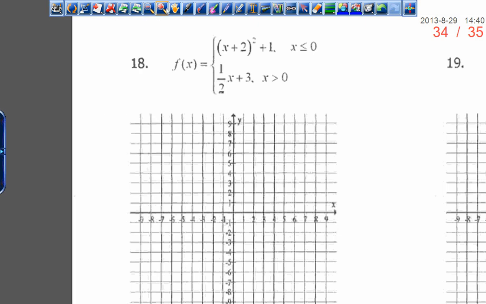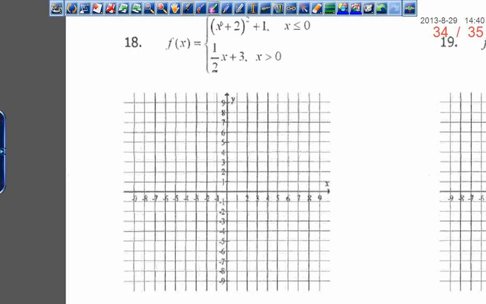Okay, number 18. 5 gold stars for anyone that can tell me what the name of that is. By the way, gold stars are not redeemable for anything. Square root. Cube root. Piecewise. Well done, man. Yeah. Well done.